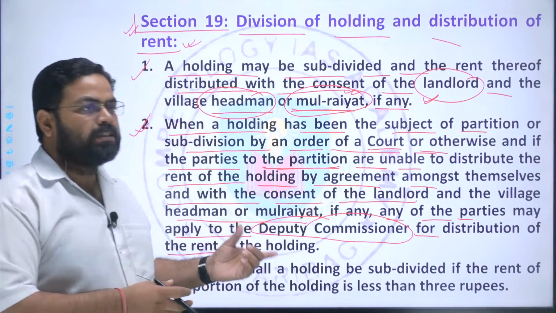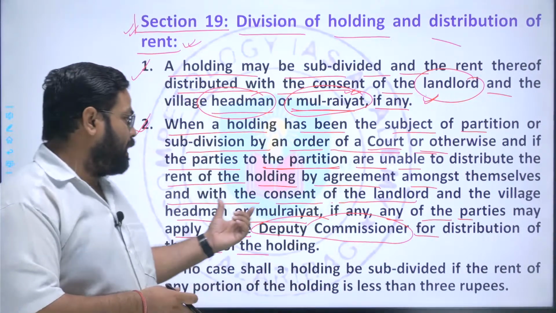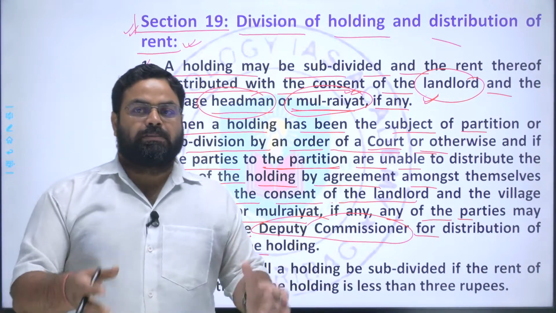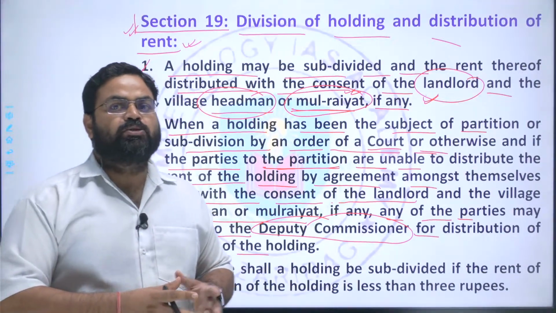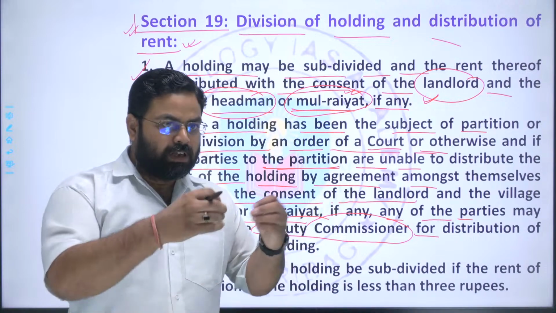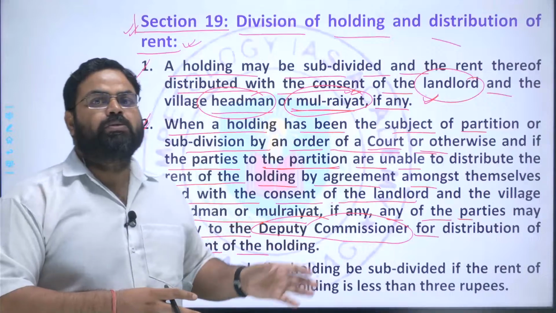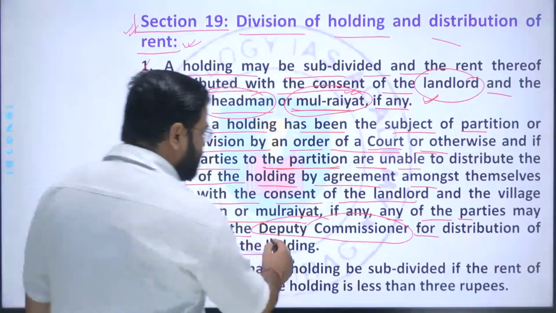So in such a case, again they will go to the zamindar, that is the landlord, the headman and the mul rayyat, and they will discuss among themselves what amount of land rent should be payable by each party who have succeeded or who have got the land. But in case they do not come to any agreement, they will go to the District Commissioner.